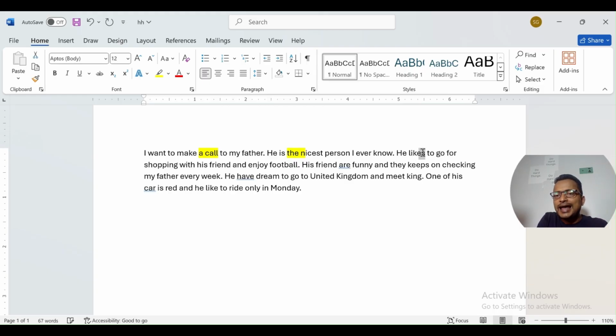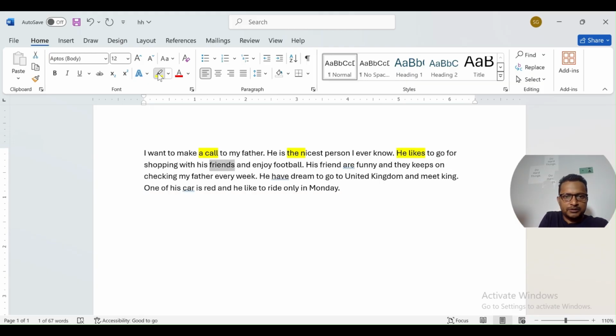So now, he likes. It should be he likes to go shopping, right? For shopping with his friend. With his friend. Friend or friends? Remember our concept, ball or balls. With his friends, right? With his friends. See, the problem is here. With his friends, and enjoy football. Now again, third person singular. We are talking about his habit. And enjoys football. See, enjoys football.